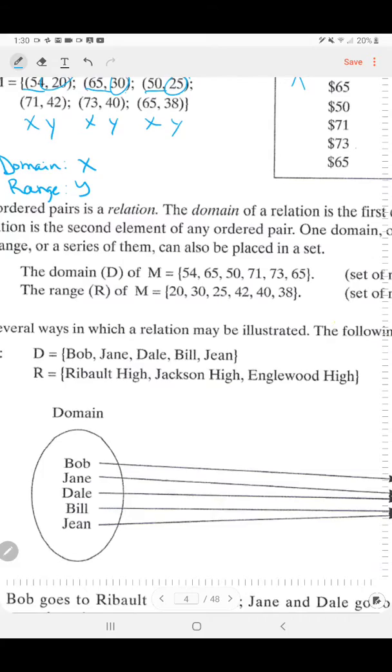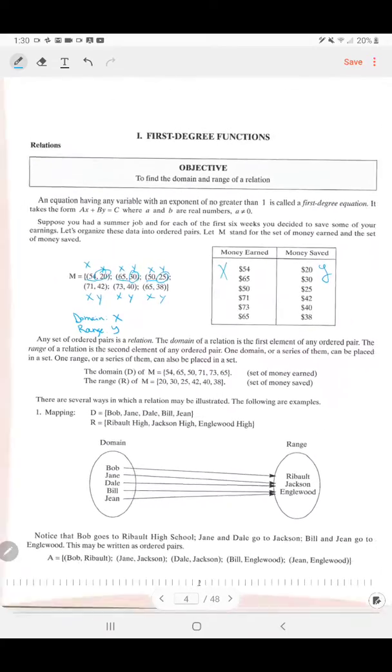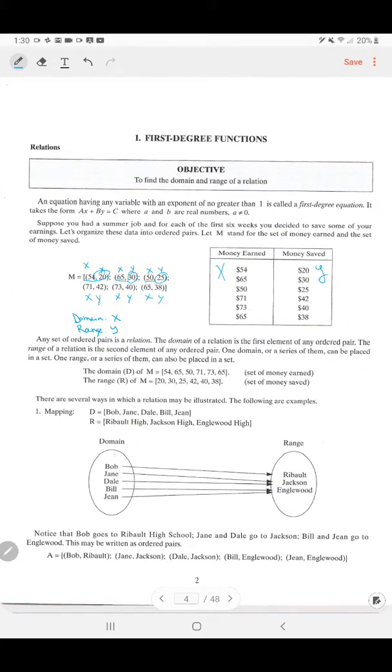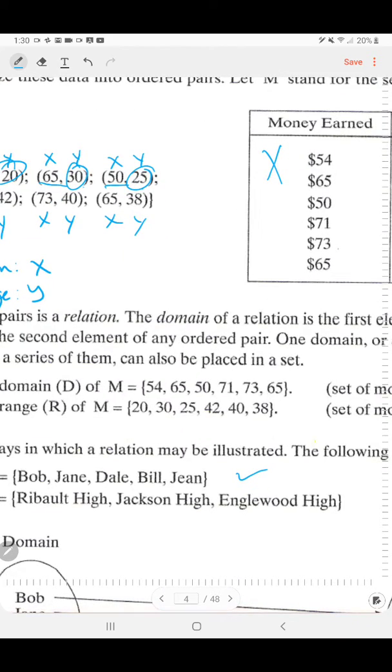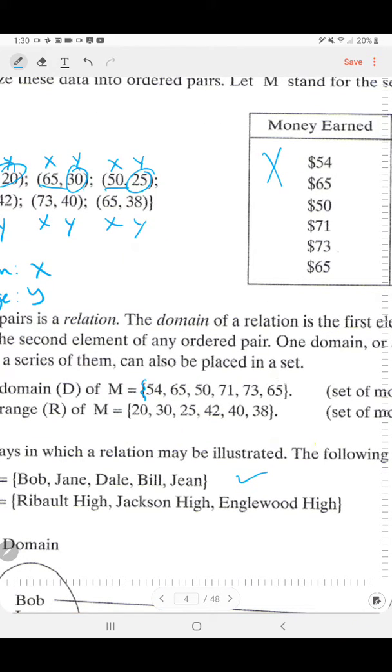And then it does the same thing with other data. So it doesn't have to be numbers. It can be names, like it is here. Also, they wanted you to know that when you express domain and range, you express it in the form of a set, which is this right here.